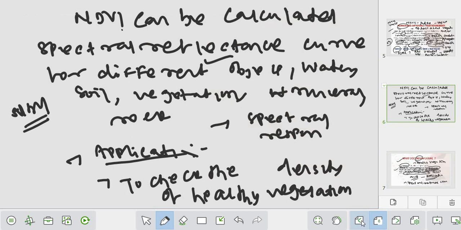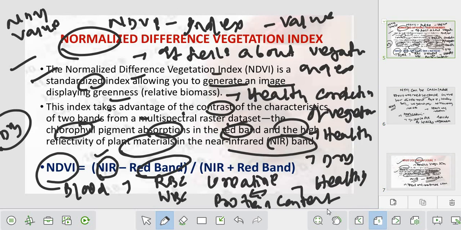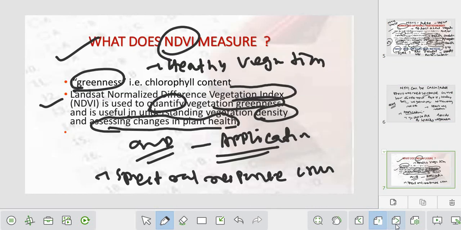और फॉर्मूले अभी बताए थे, कैसे कैलकुलेट करोगे. सो रिफ्लेक्टेंस वैल्यू इन द NIR रीजन माइनस रिफ्लेक्टेंस वैल्यू इन द रेड बैंड अपॉन रिफ्लेक्टेंस वैल्यू इन द NIR addition to reflectance value in the red band. Okay, so NIR minus red band upon NIR plus red band. Okay, so this is the formula for the calculating of NDVI value. Okay, now go to next.